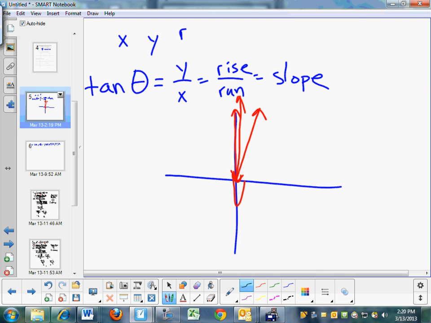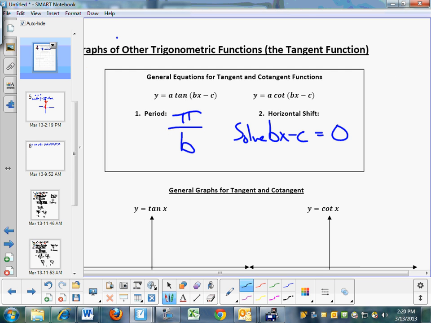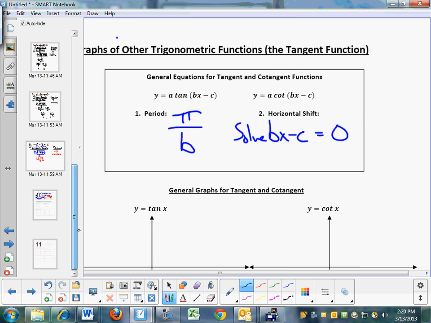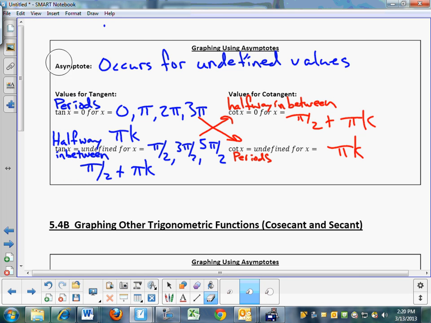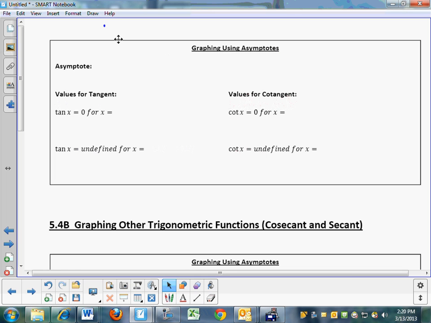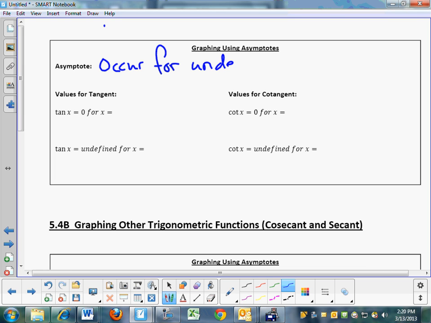Flip your notes over to, yes, this part right here. Asymptotes occur for undefined values.